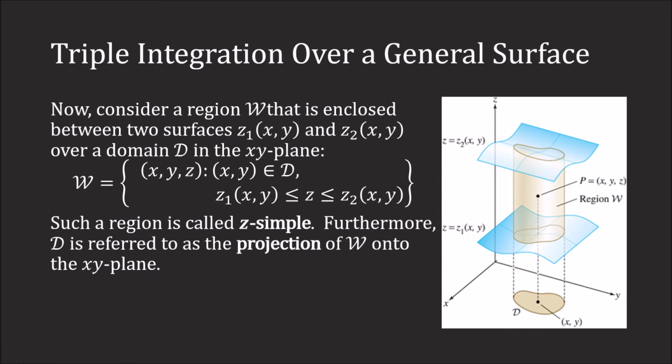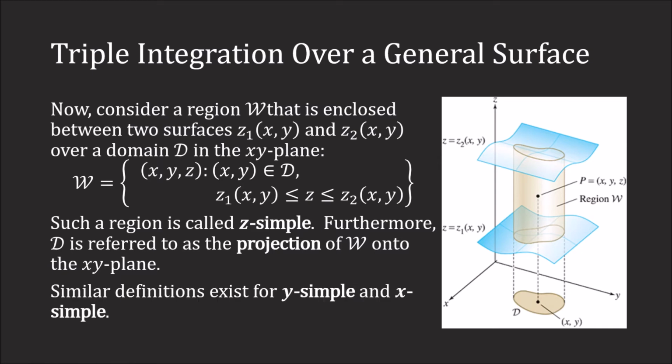Furthermore, this D here is referred to as the projection of W onto the XY plane, as we can see here, right? It's kind of like a shadow. Similar definitions exist for Y simple and X simple regions, right? So this discussion has a natural extension if it's X simple or Y simple.